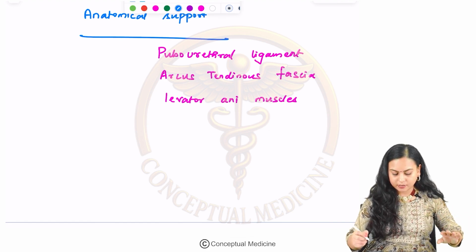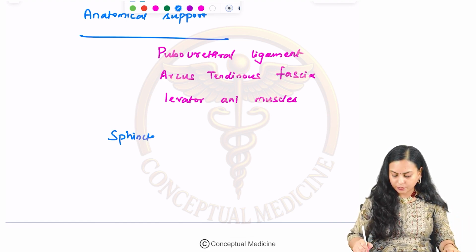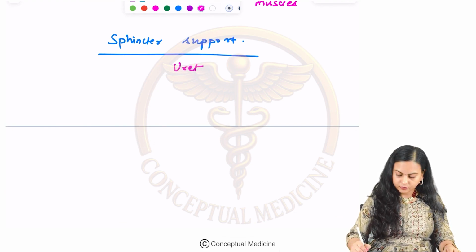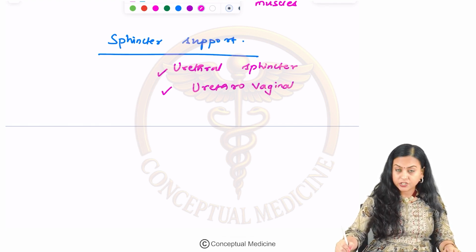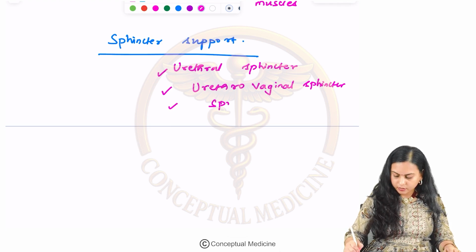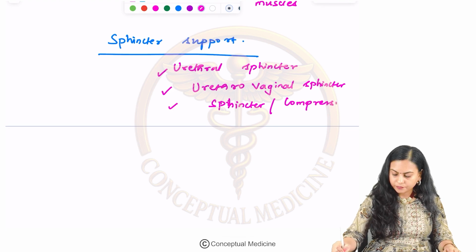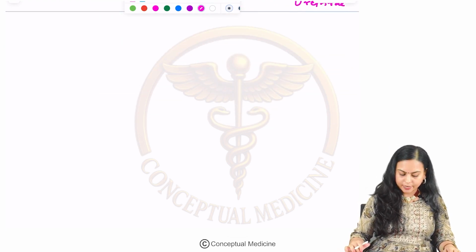Clear? And the next one is sphincter support. This sphincter support is given by the urethral sphincter, and there is another sphincter called the urethrovaginal sphincter. Also, the sphincter as well as the compressor urethrae. Clear? Yes. So, these are the supports.